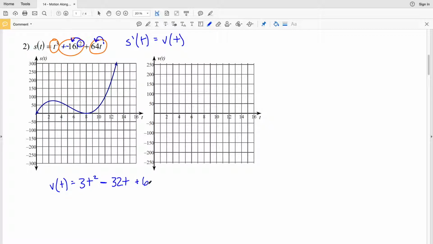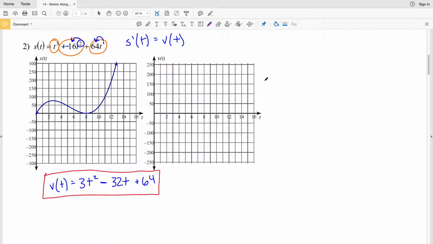So we'll be adding 64, and that will get multiplied to t to the 1 minus 1, which is t to the 0, or simply 1. So our velocity function is 3t squared minus 32t plus 64. So our velocity is going to be a quadratic.